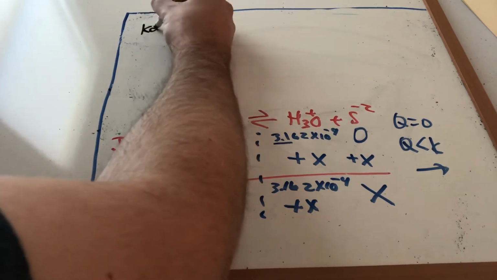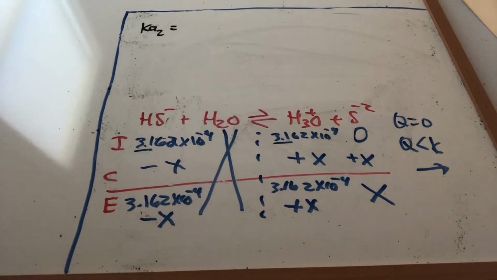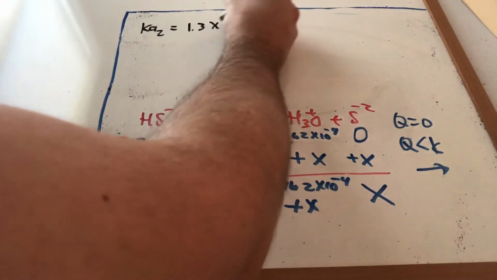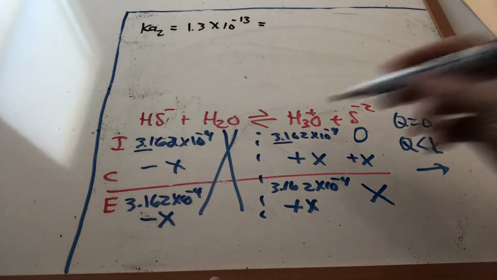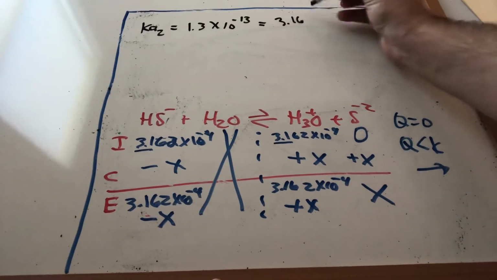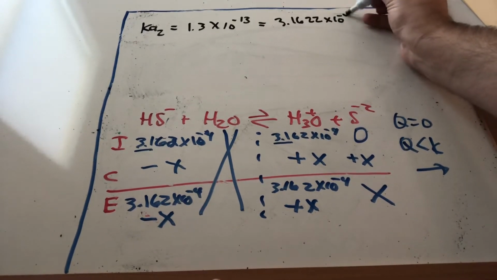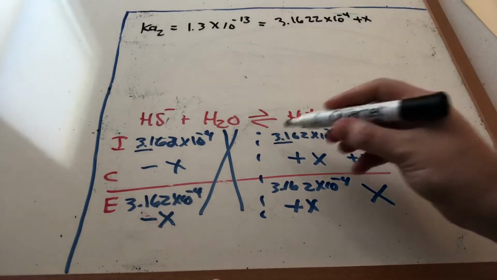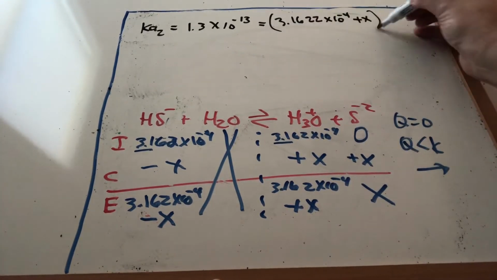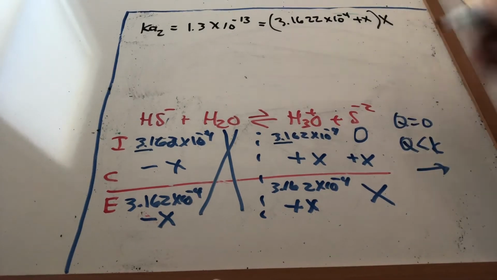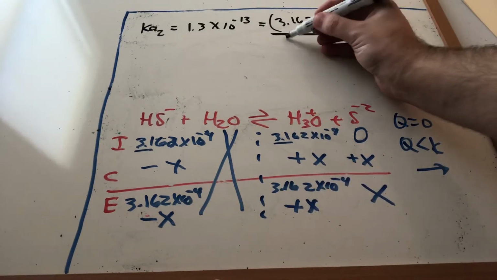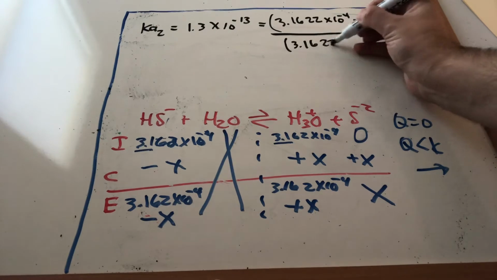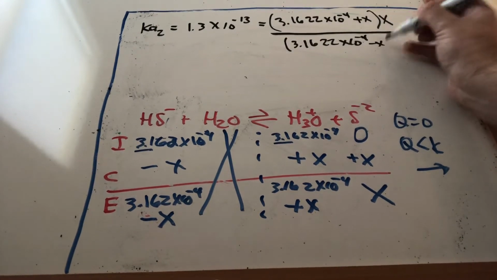So KA2 was given as 1.3 times 10 to the minus 13. Really small, really weak dissociation, right? This is going to be equal to 3.1622 times 10 to the minus 4 plus X. That's my H3O plus concentration. My S minus 2 concentration is X. Okay. My HS minus concentration from my ice table is 3.1622 times 10 to the minus 4 minus X.